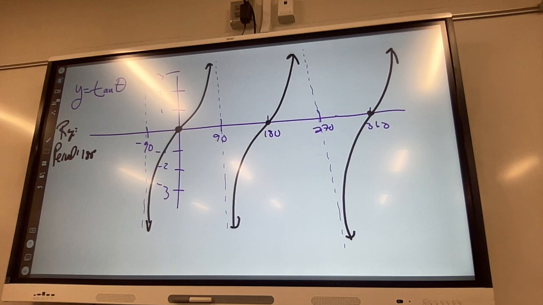Okay? The amplitude is the highest number minus the lowest number. You can put undefined or no amplitude, because there is no highest number, no lowest number. There's various ways that math people do it.